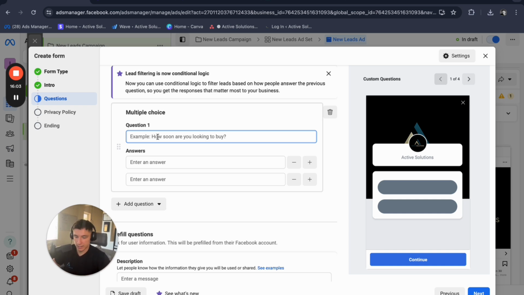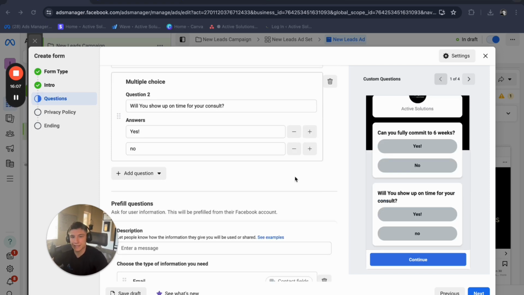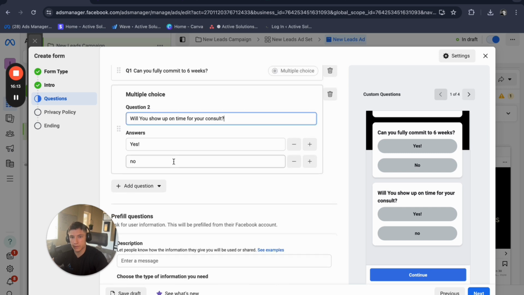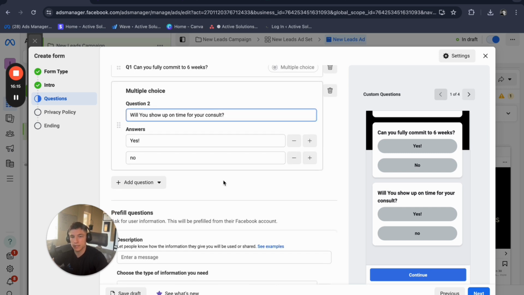So what we're going to do is, and again, these are just examples, but two questions here. Number one, can you fully commit to six weeks? Very easy to answer, very user-friendly. Will you show up to your consult? Very easy to answer, very user-friendly.